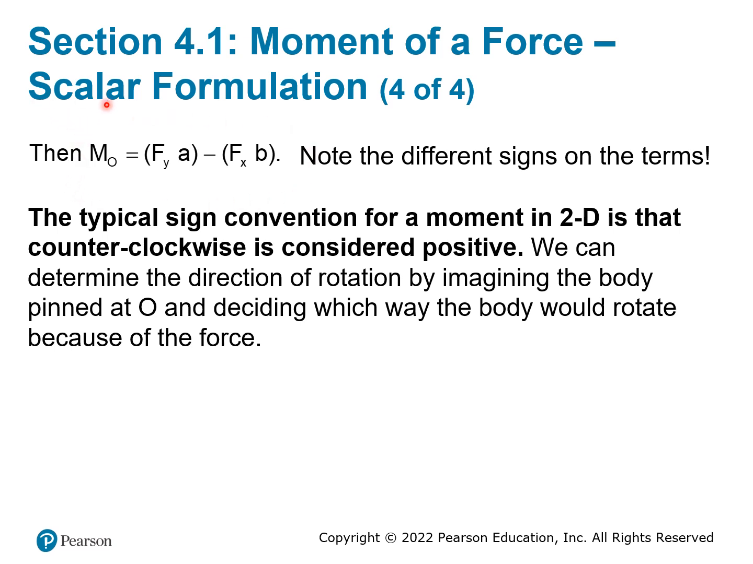This is a scalar formula, meaning over here, when you do this calculation, you're going to get a number, and this number is going to tell you the direction. If the number over here is positive, that means the moment is going to be counterclockwise. If this one is negative, it's going to be clockwise. And that is how you do the calculation of the moment in two dimensions.